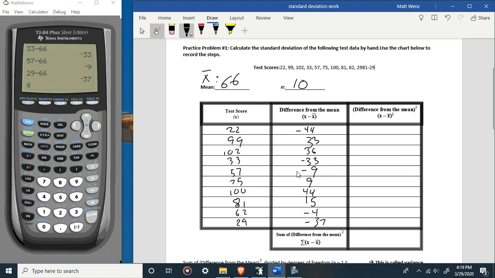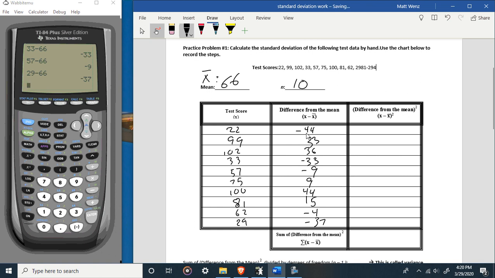Again, what do we have to do with these numbers now? We have to square them. So now we're going to take every one of these numbers and we're going to square it. I will give you guys a piece of advice. Once you know how to do this, you're going to do these all at once. You're going to do 22 minus 66, square it. 99 minus 66, square it. Now, because we're squaring it, we're not even really concerned about the signs, okay? So we have 44.